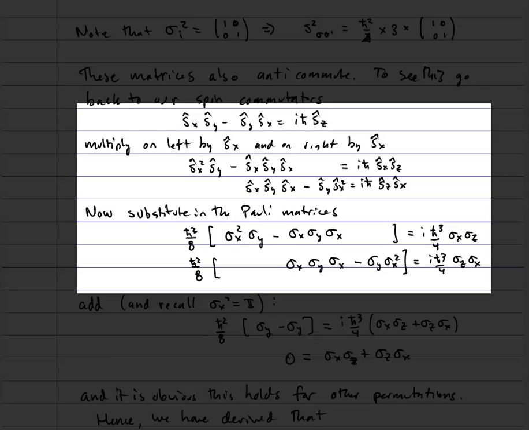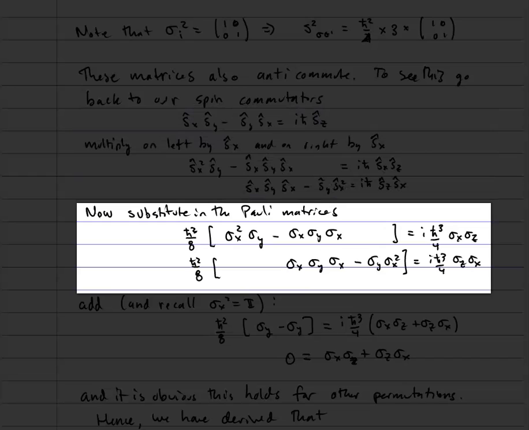We now substitute in the Pauli matrices. Each S gets replaced by h bar over 2 times a Pauli matrix sigma. That's going to give me an overall factor of h bar cubed over 8. And I'll get sigma x squared sigma y minus sigma x sigma y sigma x equals i h bar cubed over 4 times sigma x sigma z. And then similarly for the second equation.